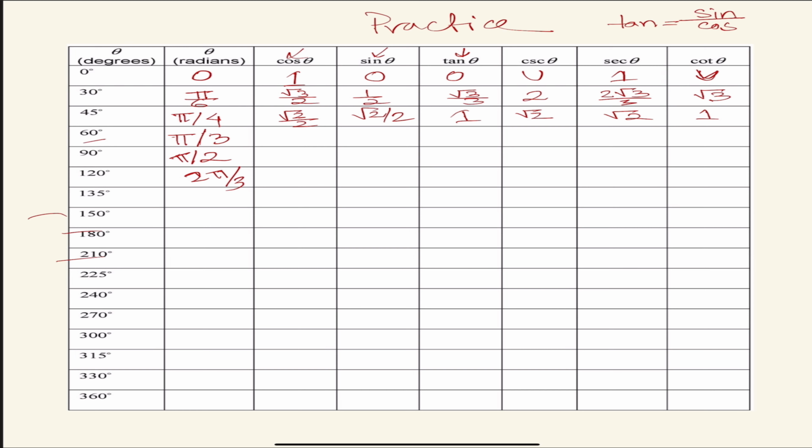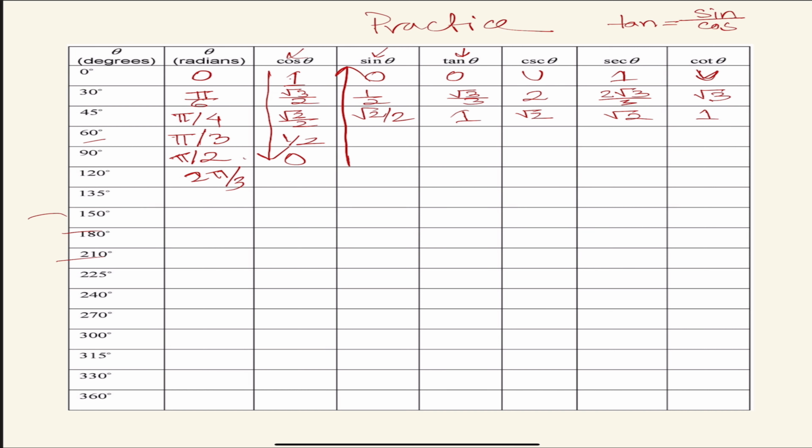Now, 60 degrees, cosine 60 degrees is just half. Cosine 90 degrees is going to be 0. You remember that I told you whatever value you got here, you have to start from here to here. Always it's going to flip.